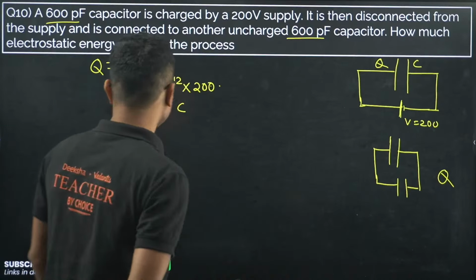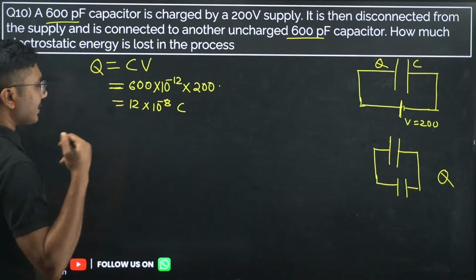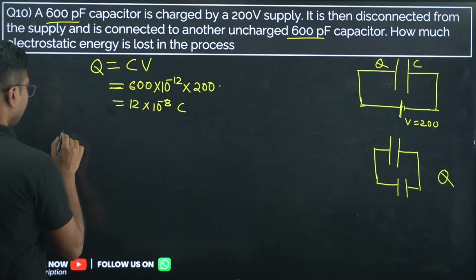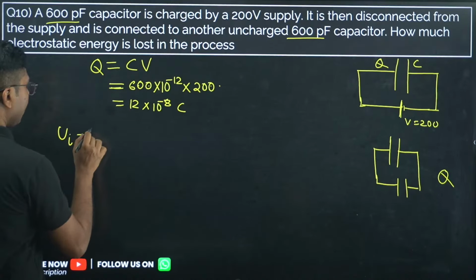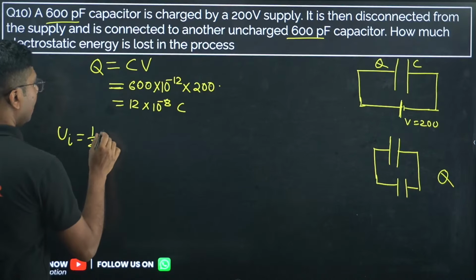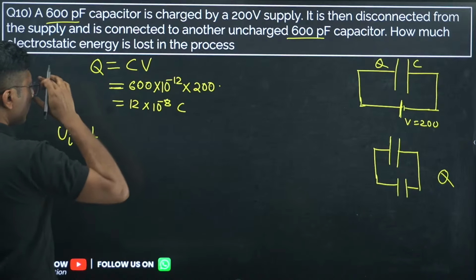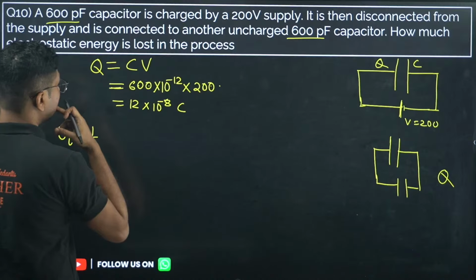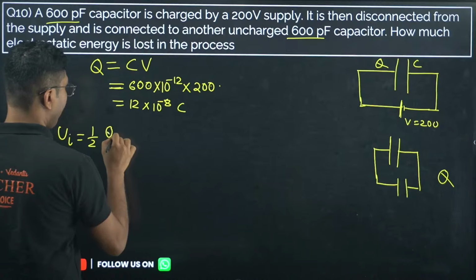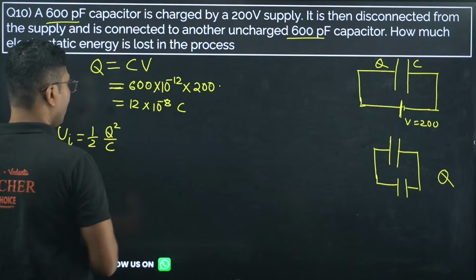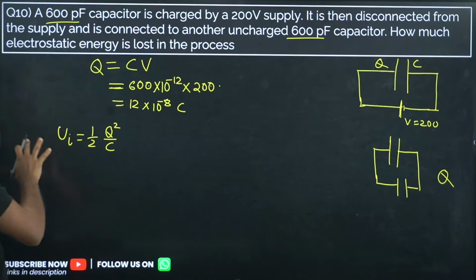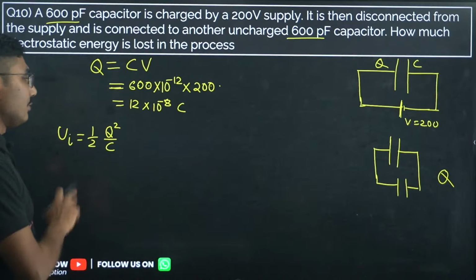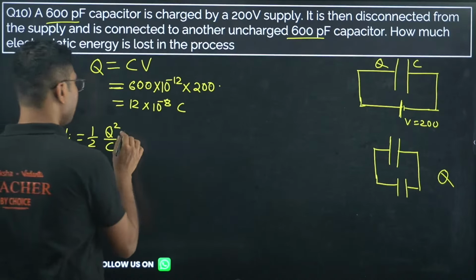Now what is the initial energy stored in the capacitor? The initial energy stored is given by half CV square. CV square means Q into V, that is Q square by C. Okay, if you use this formula, that will be much simpler in this particular problem.